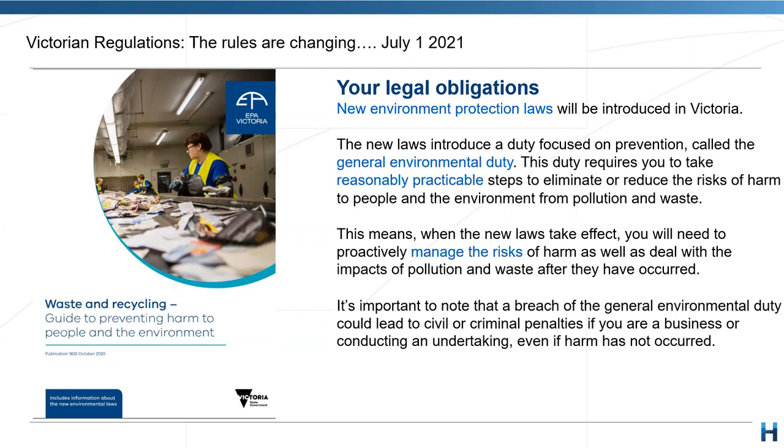So what's important there is it's not like the old world stops. We still need to deal with pollution, right? But what we also need to do on top of that is deal with the prevention piece, and there's a lot more focus on that. What's important to note is that a breach of the general environmental duty could lead to civil or criminal penalties if you are a business or conducting an undertaking, even if harm has not occurred. So that's what I referred to before. You need to show that you're doing the right things, and you need to show that by monitoring and documentation as well as actually doing it.